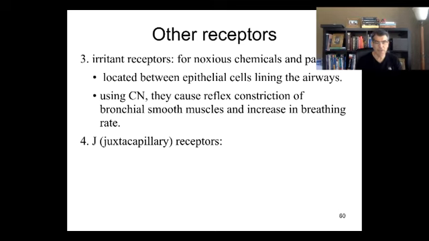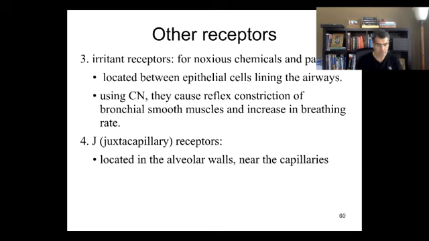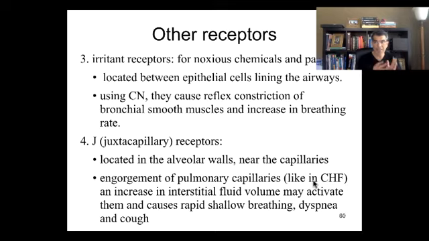And finally, we have a receptor called the juxtacapillary receptor, or J receptor. They are located in the wall of the alveolus, close to the capillary. And when the capillary gets engorged with blood, if the blood comes inside the capillary surrounding the alveolus and stays there for a longer time, these receptors become activated, which makes you breathe fast but shallow. And also, if they become stimulated longer, they're going to create coughing, and the patient is going to feel dyspnea, which is difficulty in breathing.